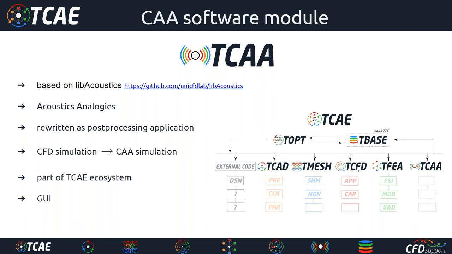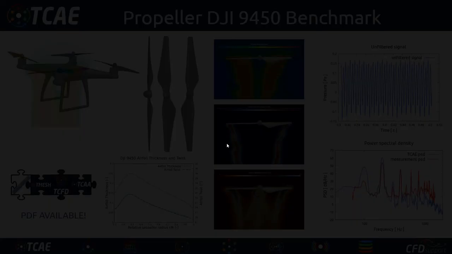In a typical workflow, you do the CFD simulation, and then you can apply acoustics simulation, and you can always change the parameters of acoustics and still do it because you have kept the CFD results for the acoustics. That's the point, and that makes it very effective. So TCAA became a smooth part of TCAE ecosystem, and it's our pleasure to show it to you today in our webinar and in the future.